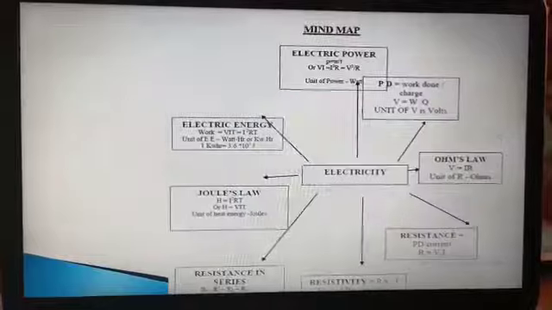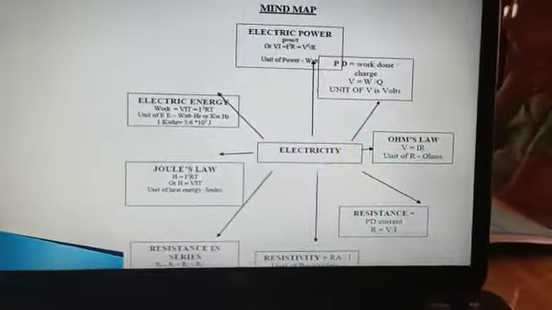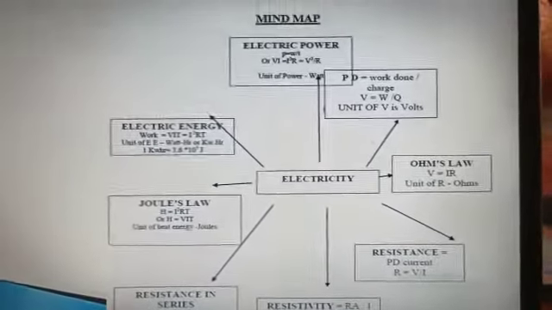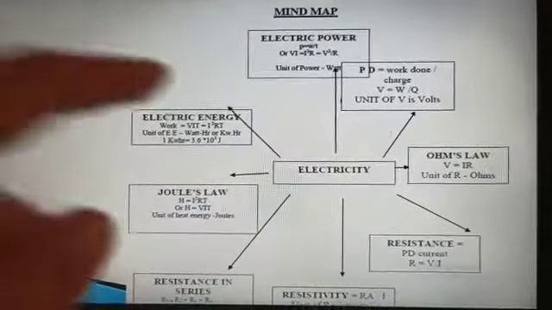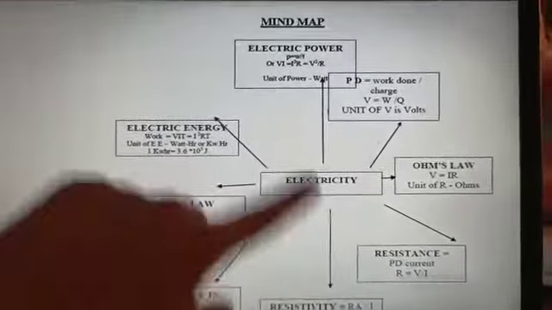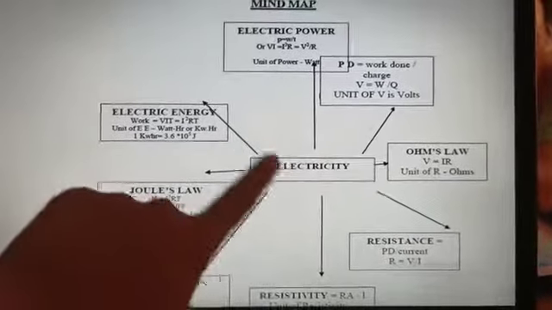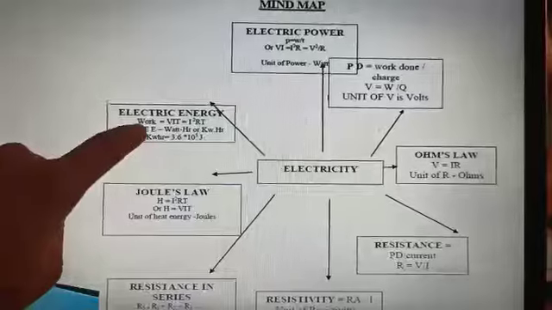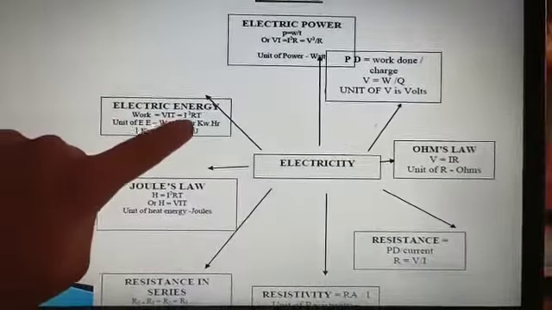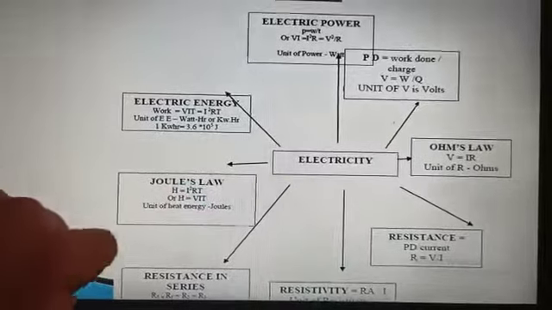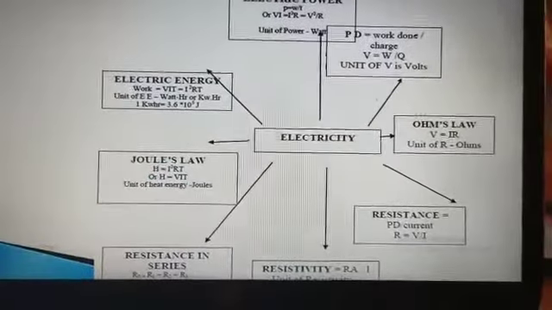Moving on to the next one. This is a mind map, a diagram which helps us understand electrical power very easily. This full chapter covers all the formulas of electricity. Electrical energy, work done is equal to VIT or I square RT. Joule's law of heating, H is equal to I square RT or H is equal to VIT.